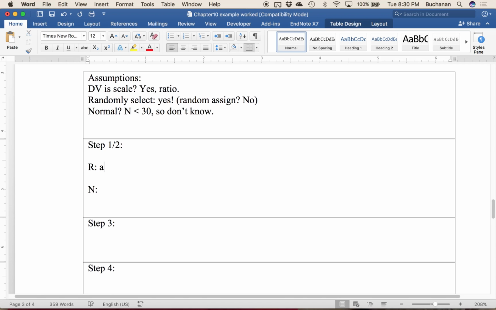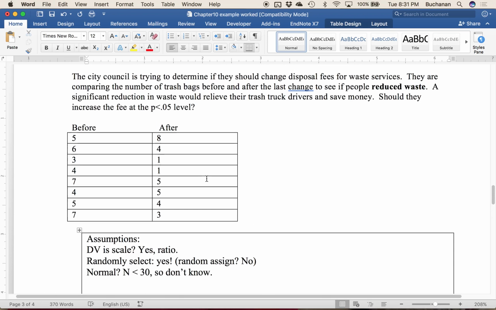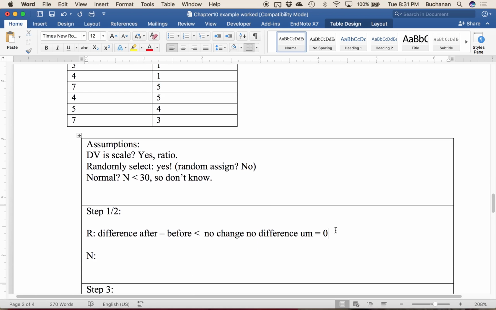So we're going to do the difference in after minus before is less than 0. Because we're assuming no change or no difference, or mu D equals 0, however you want to think about it. And we want that to be less than 0 because we want a reduction in waste. So that means for our null hypothesis, we really don't want it to go up or be equal to.